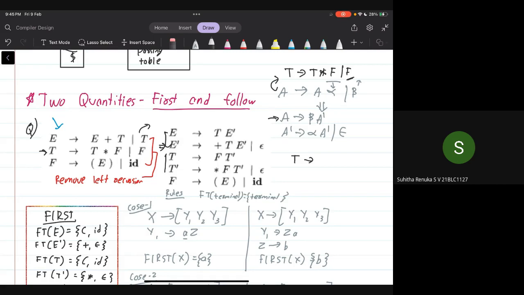So what will the answer be for this? T goes to F T dash, yes, correct. And T dash goes to star F T dash or epsilon. Correct. Same thing you get for F. The last rule, there's no left recursion, so you write it the same. There's only left recursion. There's no concept of right recursion, right? Only left recursion.